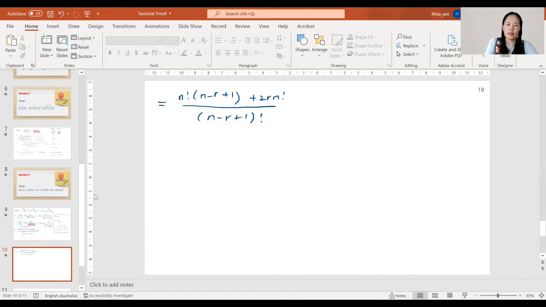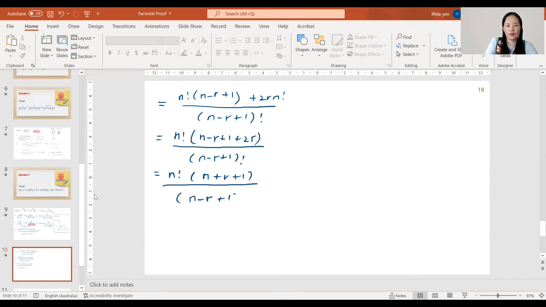Okay, so from here, what's my common factor? From my numerator, it will be n factorial. So I'm just taking that out, left with this. Okay, so if I do that, I'm left with this. Okay, that's not too bad.